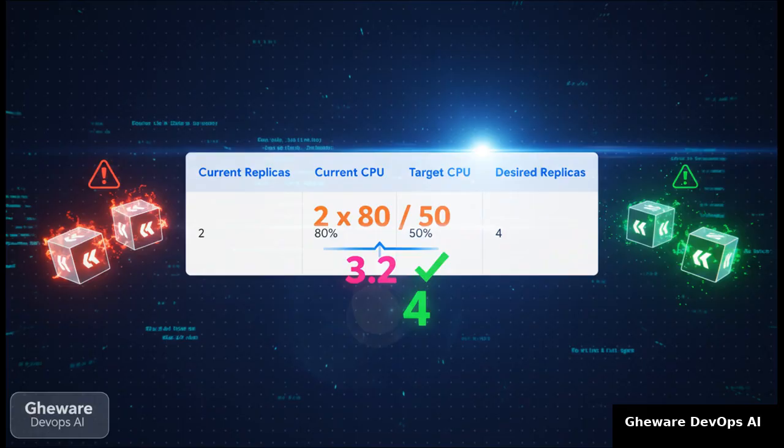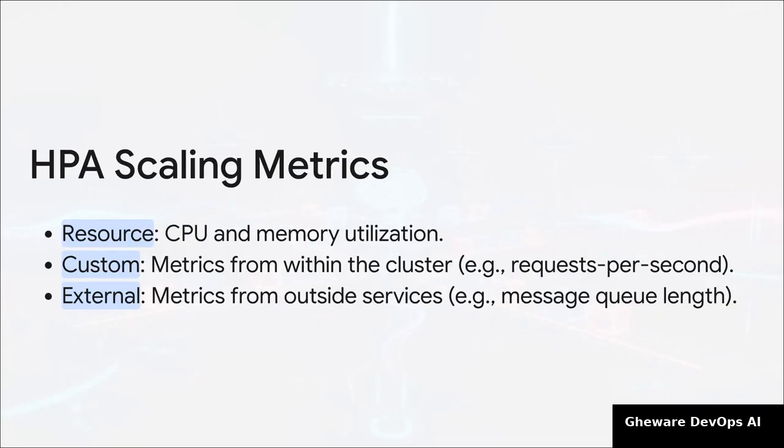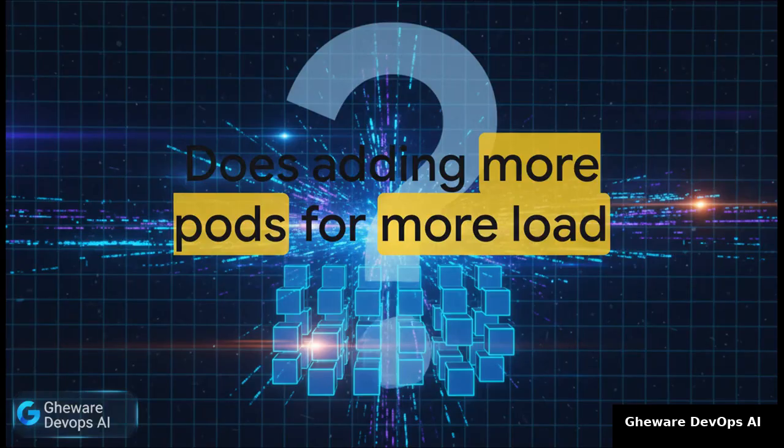Load handled. And you're not just stuck with CPU. HPA is super flexible. It can scale on standard stuff like memory, or you can use custom metrics from inside your cluster, like requests per second. You can even use external metrics from your cloud provider, like say how many messages are piling up in an AWS SQS queue. So the main thing to remember with HPA is this. It adds more identical copies of your pod to handle more load.